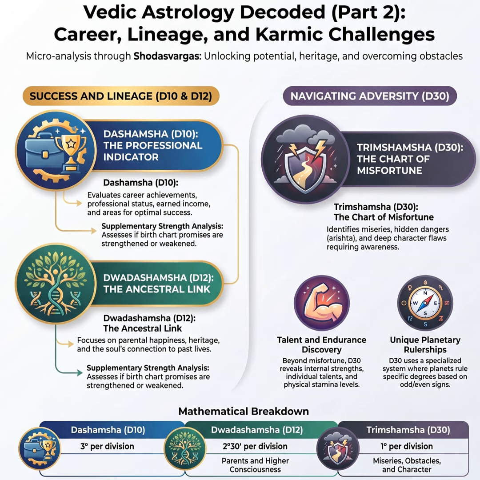So the why behind the D12 is profoundly personal. This is the chart you pull up when you want to understand the deeply embedded dynamics with the people who raised you. Yes. And within this chart, the classical sources are quite specific about how we differentiate between the two parents. Well, it splits them up. It does. To study the mother, we look primarily at the 4th house of the D12 chart. To study the father, we look at the 9th house.